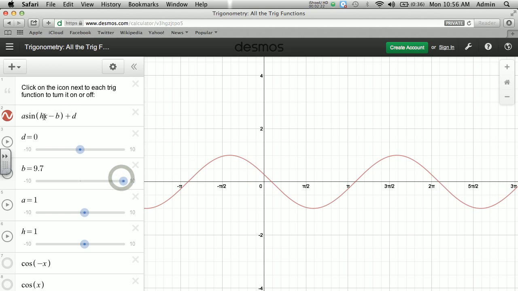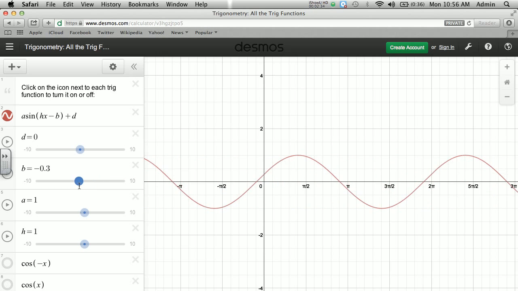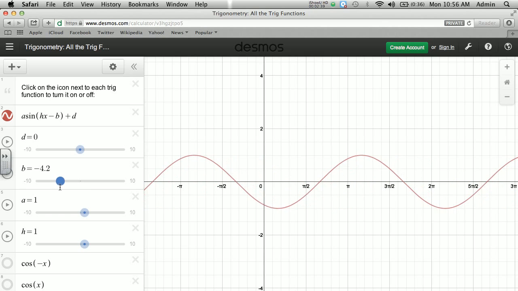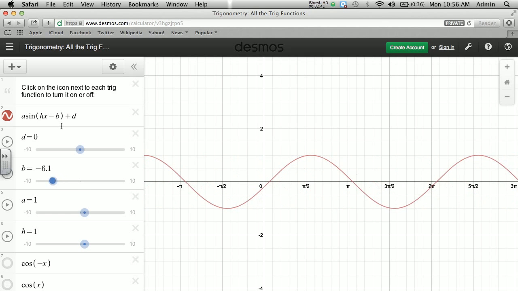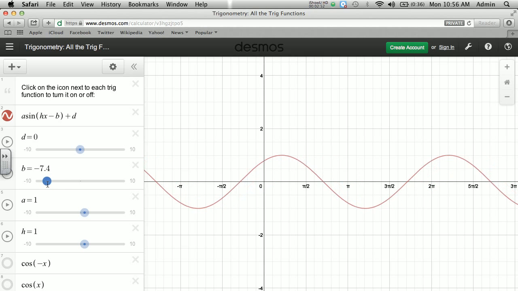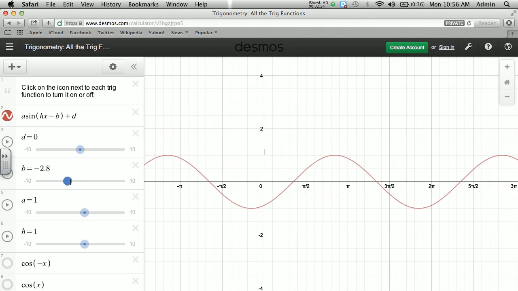So if you see a minus and this number, whatever number that is, that means move over to the right by that much. If I have a negative number for b, notice that as I'm going to the negative, I'm moving over to the left, right? Since it's a minus a negative, in your equation it will say a plus b. So if you see a plus b, it means move over to the left by that much. Okay, I'm going to put this back at 0.